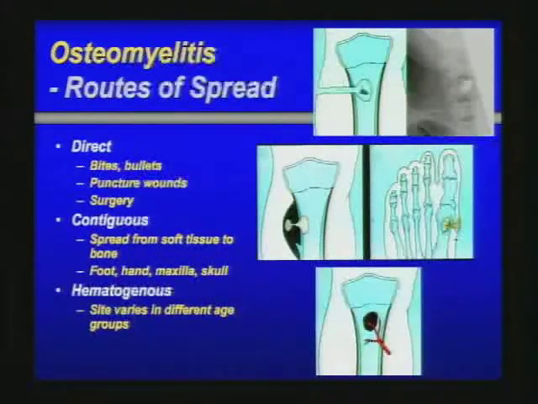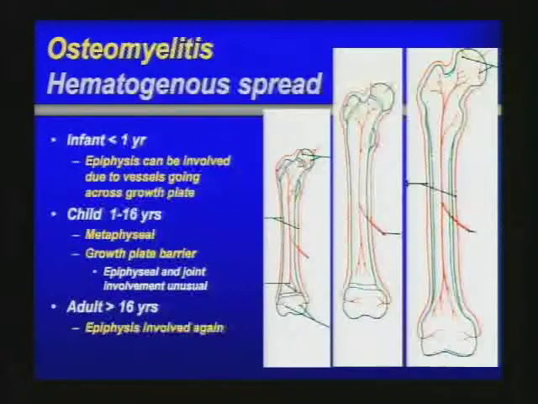Typically, however, osteomyelitis may be due to hematogenous infection. Again, the site and the distribution of the infection may vary with age, and these diagrams you've probably seen before. If you have a really young child, less than 1 year of age, usually the epiphysis can be involved because there's not really a growth plate yet.